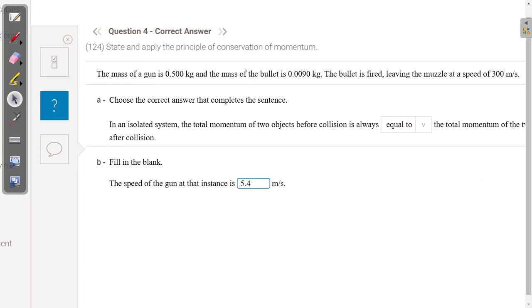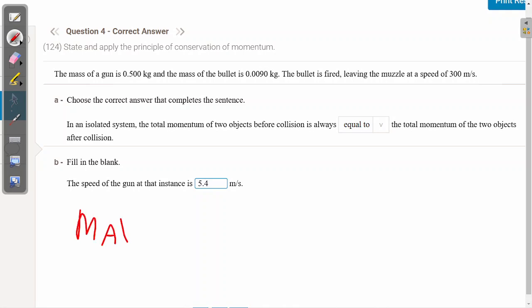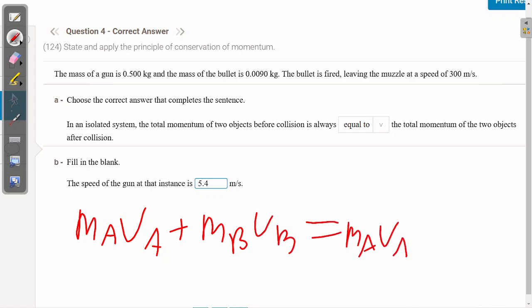Okay, part A, it's memorization. Total momentum before collision is equal to total momentum after collision. Okay, for this use a rule: MAUA plus MBUB equals MAVA plus MBVB.